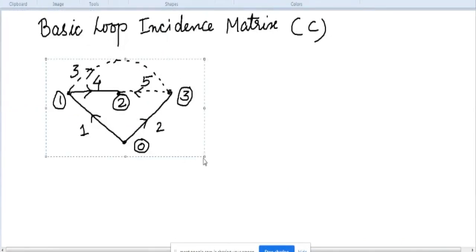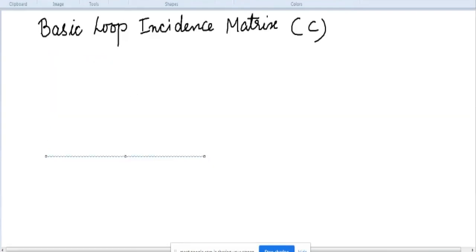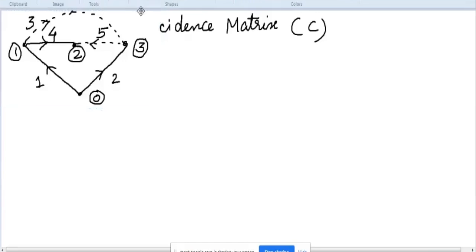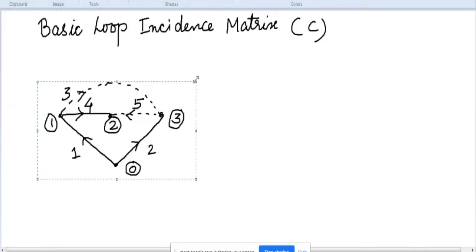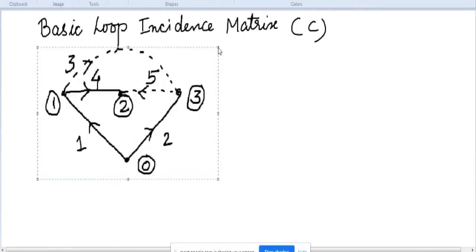So this is our tree and co-tree. We will slightly enlarge this, or you can keep it as it is also, no issues. If you enlarge it, then you'll be able to draw the loops correctly. So first let us close this link 3 and identify the loop. When you close this link 3, what will be the formation of loop? Let us find it out. So when you close this 3, you will have this type of loop.